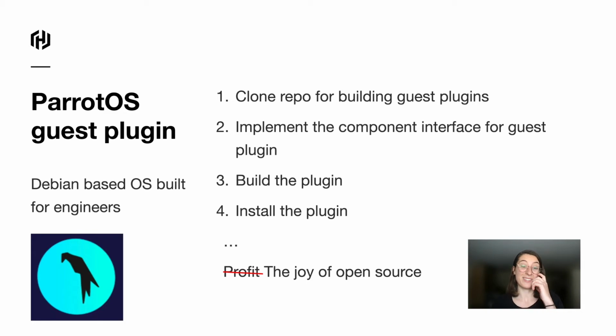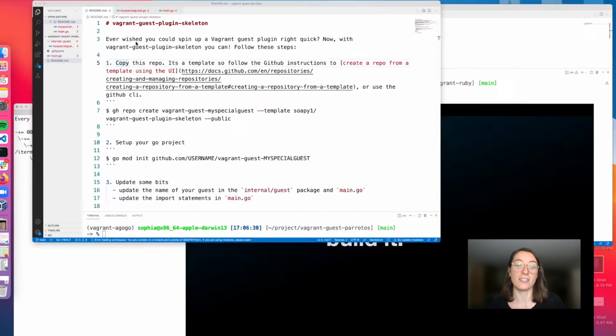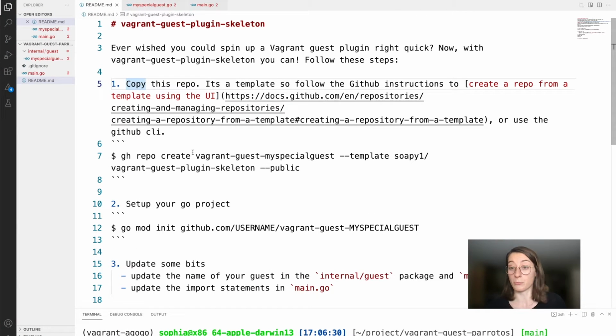So the first thing we're going to do is clone our repo. We have a little skeleton repo. We're going to then implement our detect and parent functions, so implement our guest interface. And we're going to build a plugin. We're going to install it into a Vagrant project, and we're going to run it.